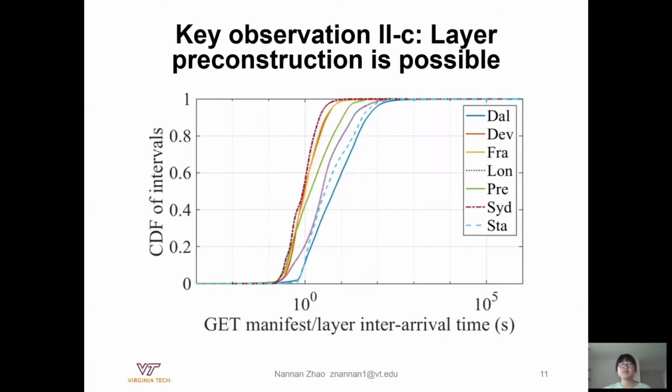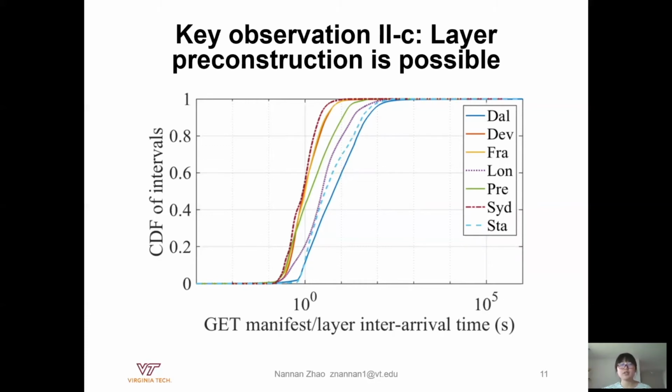With the previous 2 observations in mind, we explore if we can predict a potential get layer request and pre-construct a layer upon receiving a get manifest request, for example, before the actual get layer request is even issued. Moreover, we want to know if there is enough time between a get manifest request and its subsequent get layer request to do a layer pre-construction.